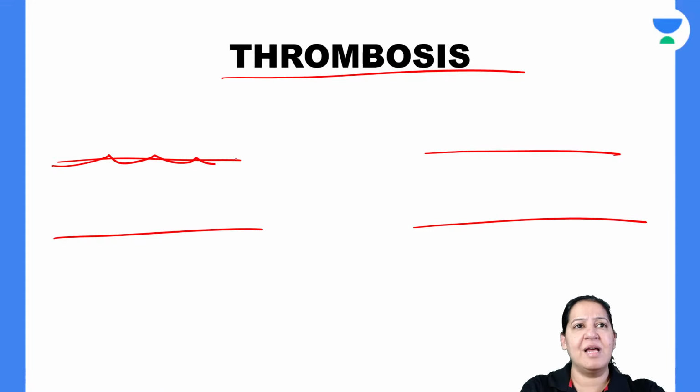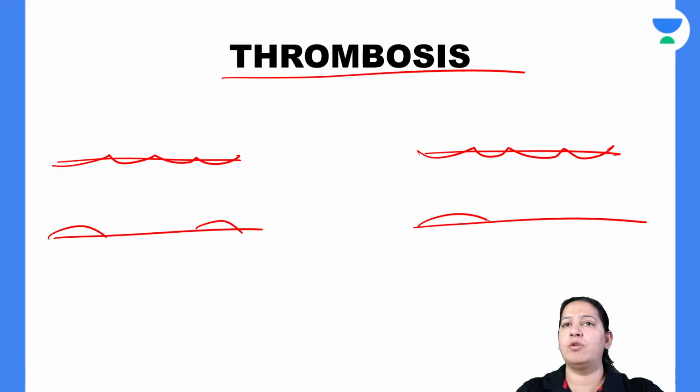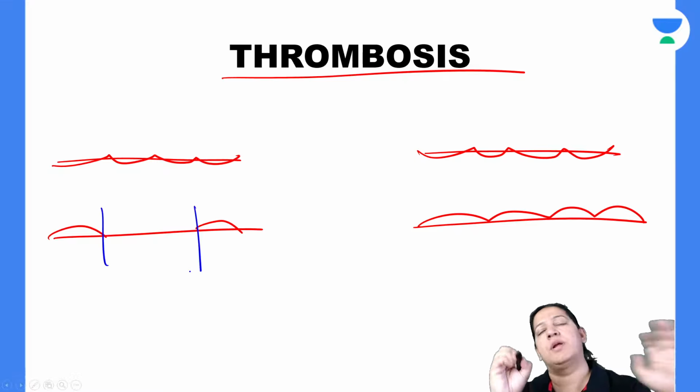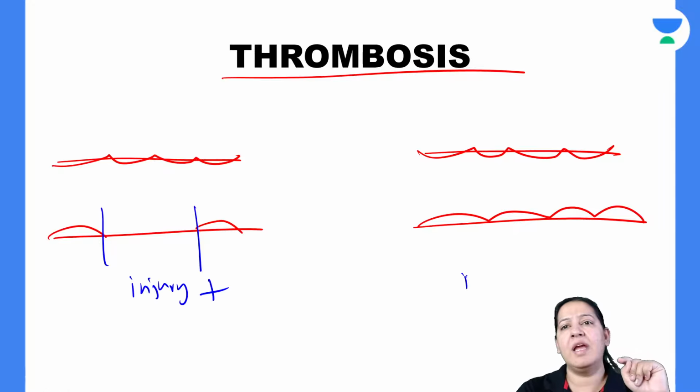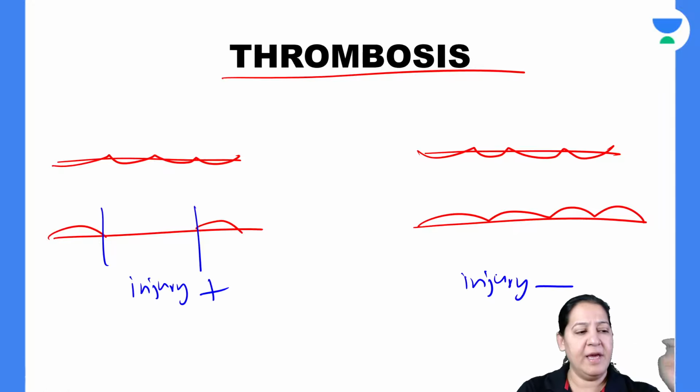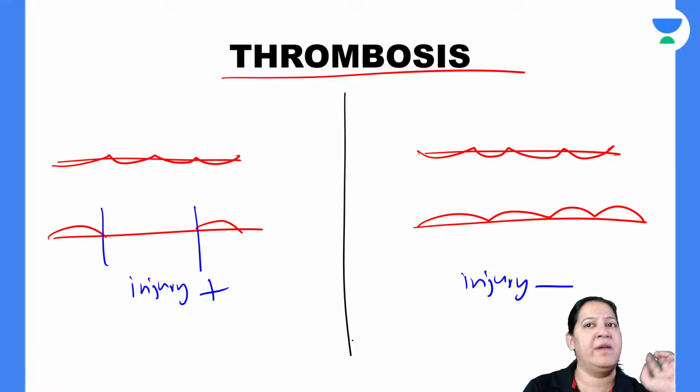In the first blood vessel, there is injury, you can see. In the second blood vessel, there is no injury. The endothelial lining is continuous. In the first, you can see this is the endothelial lining disruption. So here injury is present. Here injury is absent. So clot formation takes place here.